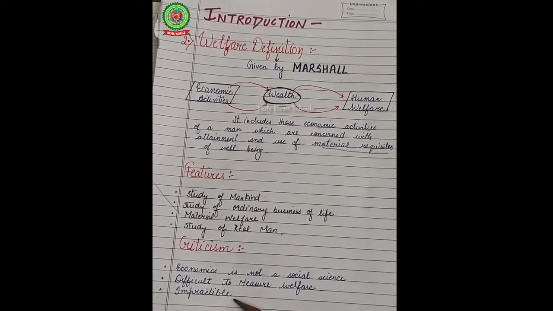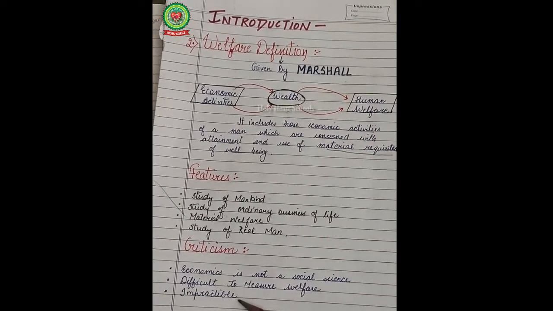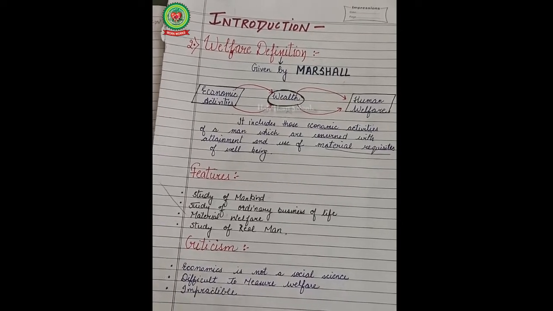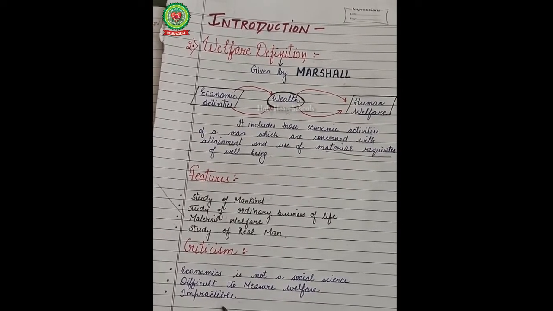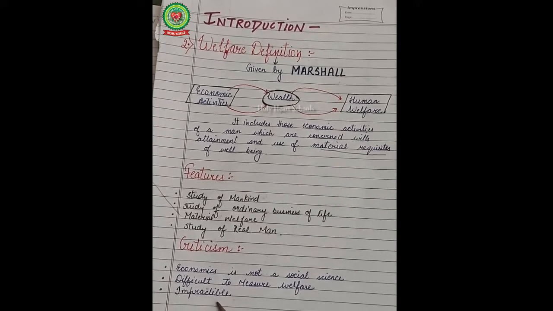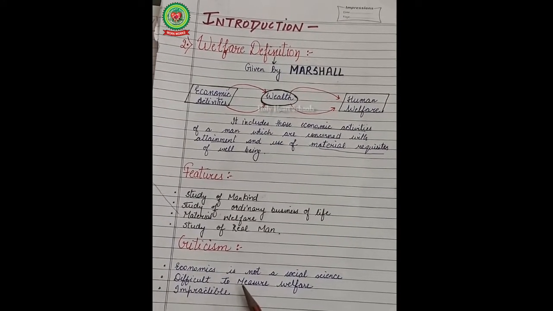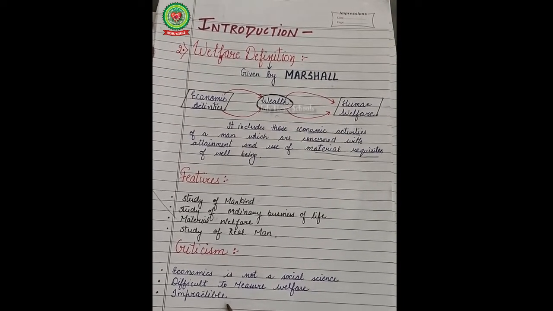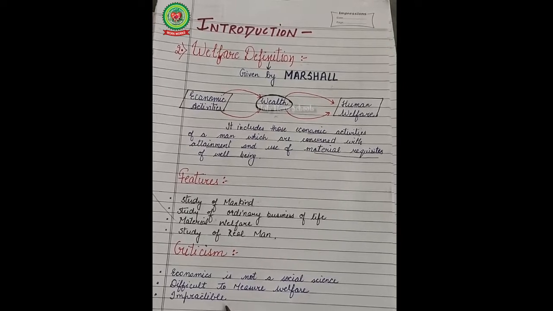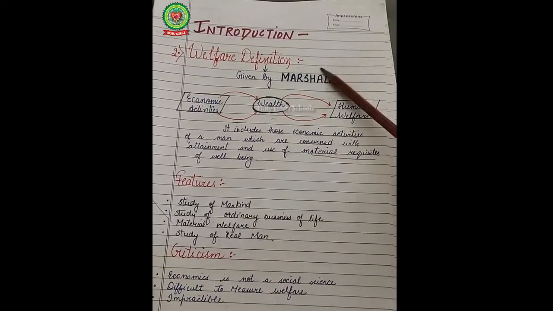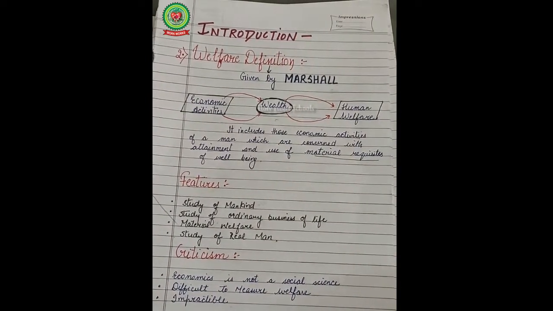So next one is the impracticable. Impracticable means there are economic and non-economic activities, there are material and non-material things also, but in this we focus on the material things. That is, it is an impracticable approach, because non-material things and non-economic activities are also important in our day-to-day life. So these are the criticisms of the welfare definition.